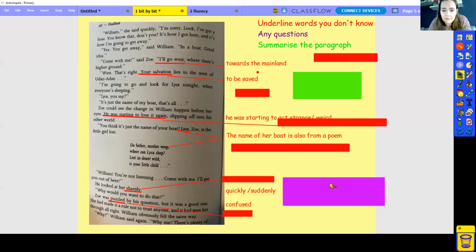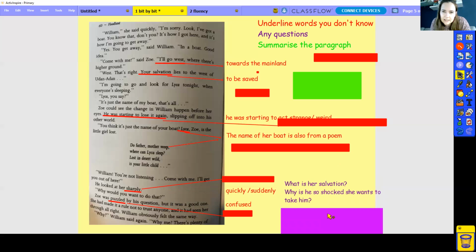So questions that I thought of when we were reading this, like what is her salvation? Our salvation is the West. Is it her parents, do you think? Do you think that's her salvation? Or do you think it's just getting to the mainland? Is that her salvation? Interesting. I don't know what you think. And why is he so shocked when she wants to take him? Have you got an answer for that? Why would he be so shocked? Is it because he's an adult and she's a child and he thinks that she'd want to save one of the other children? Or is it something different? Interesting to find out.